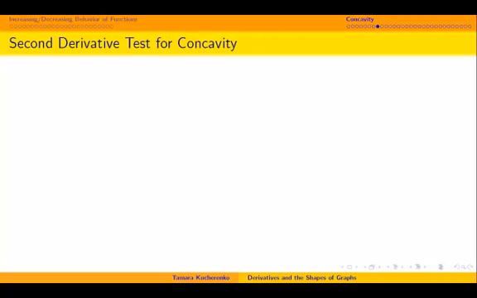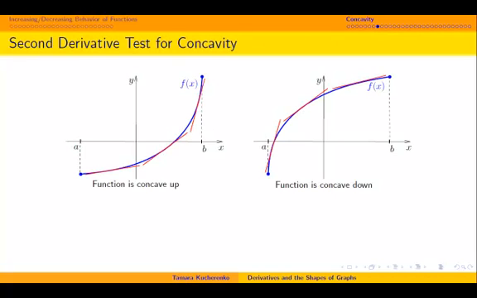How does the second derivative help determine the intervals of concavity? Let's come back to our initial two examples and re-examine the tangent lines. Observe on the left that when the function is concave up, tangent lines become steeper and steeper as we move to the right. This means that the slopes of the tangent lines are increasing. This means that f prime is increasing, and therefore its derivative, f double prime, is positive.